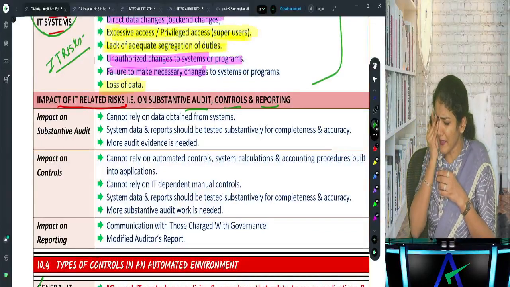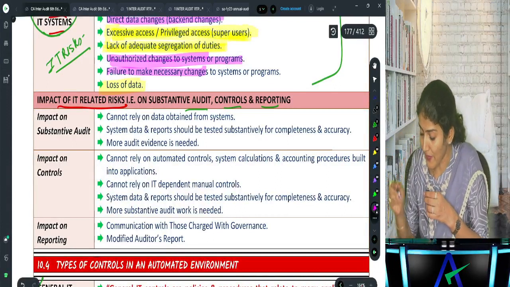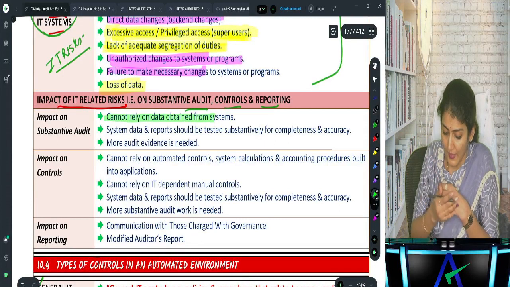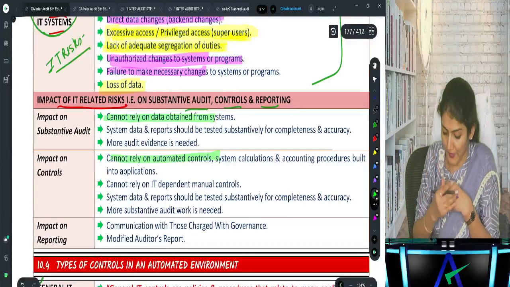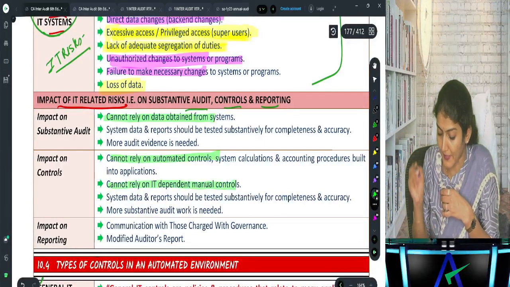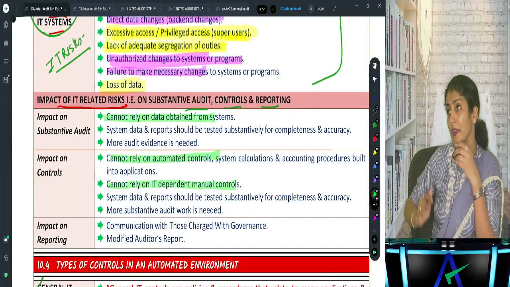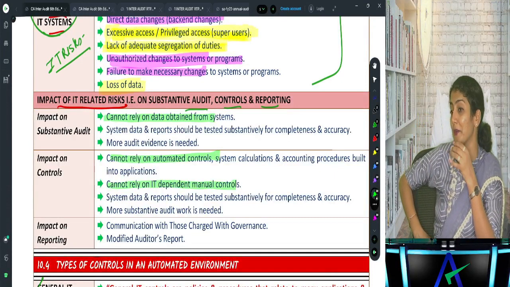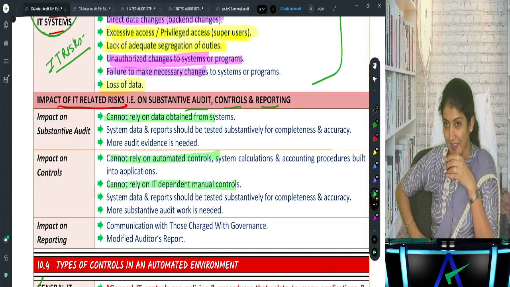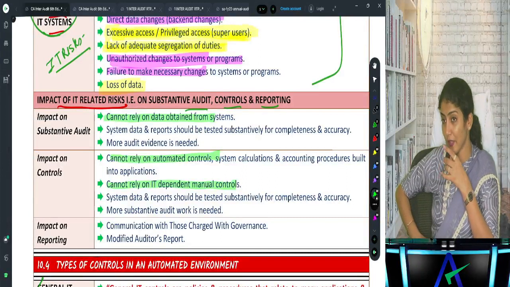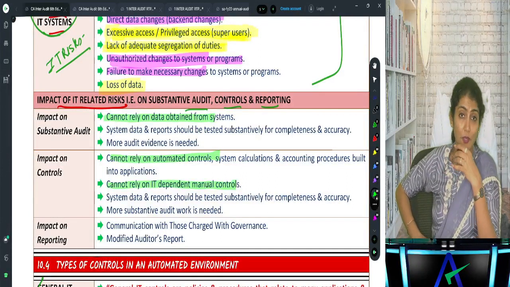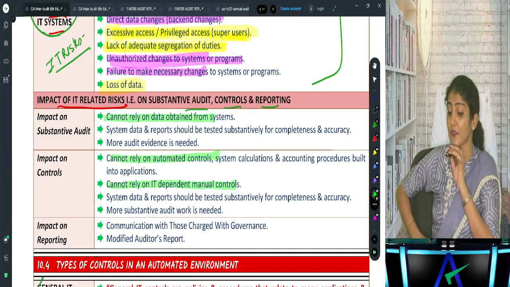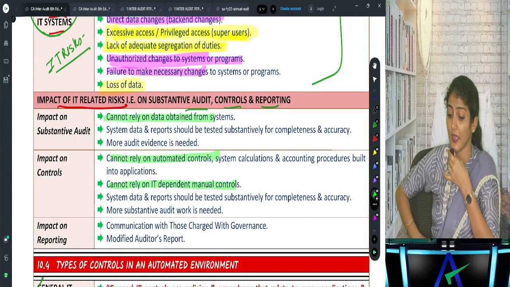And the biggest concern for the auditor, now when he knows that his client is using computers, is he says, I cannot rely on the data. I cannot rely on the automated control. I cannot rely on the IT dependent manual control. Auditor asks, who has done the depreciation calculation? There's a computer. Auditor says, gone. I cannot rely on the data. Are you understanding? Who generated the sales invoice? They say computer. Auditor says, gone. I cannot rely on the data. So what is the biggest concern for the auditor? He says, I cannot rely on the data.